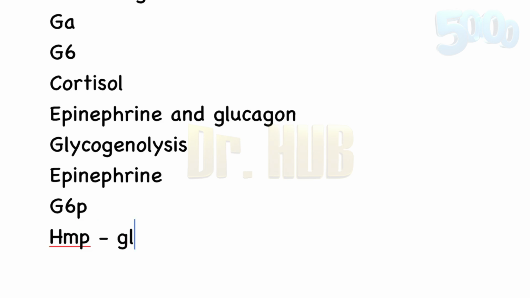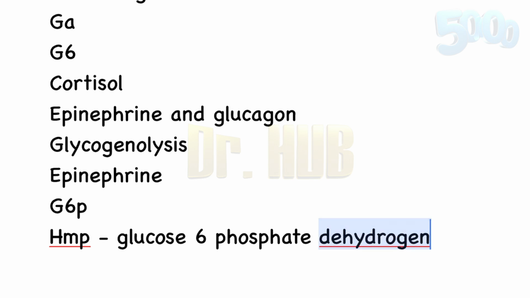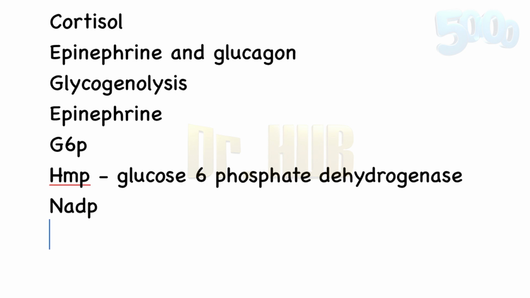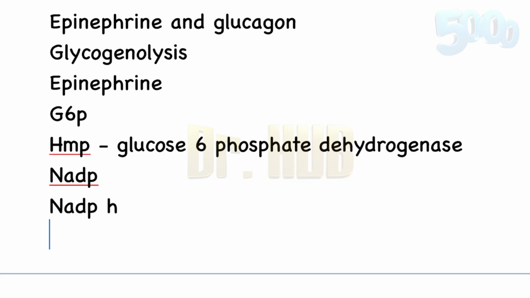Next we'll move on to the HMP shunt. The enzyme included is glucose 6-phosphate dehydrogenase. The regulating factors are NADP plus and NADPH minus.